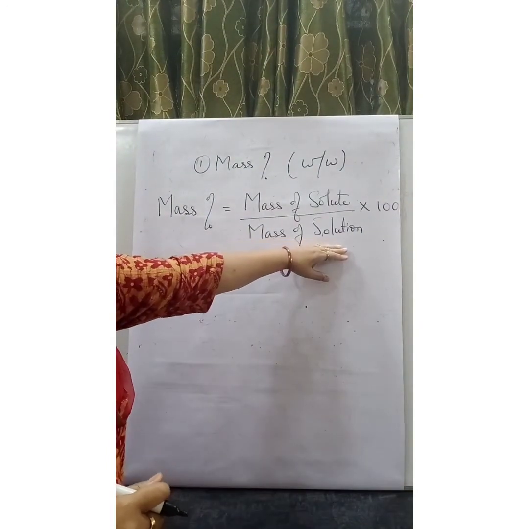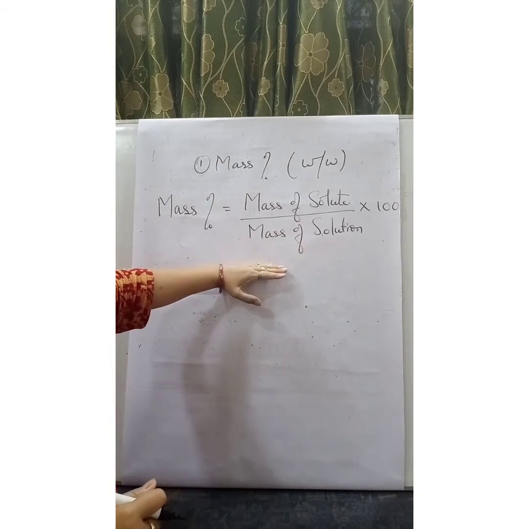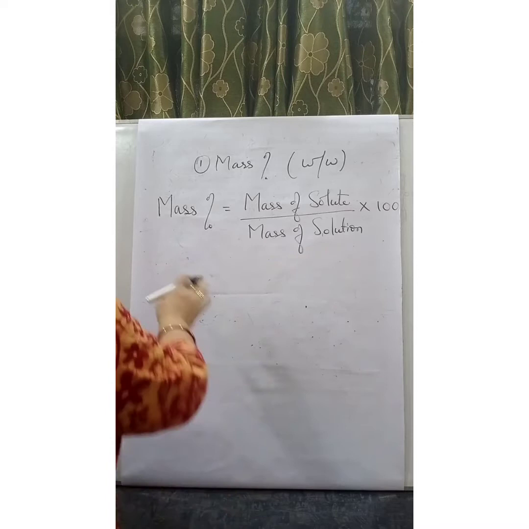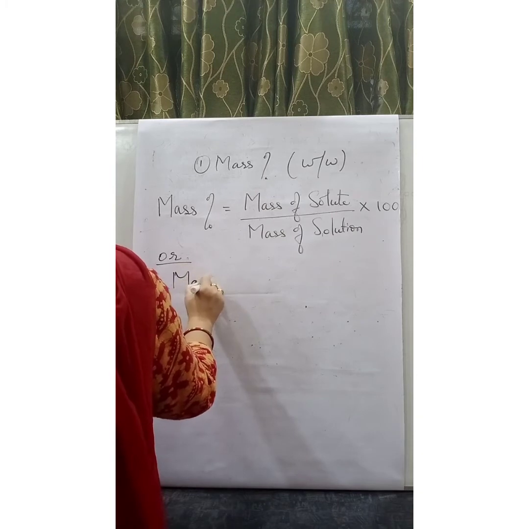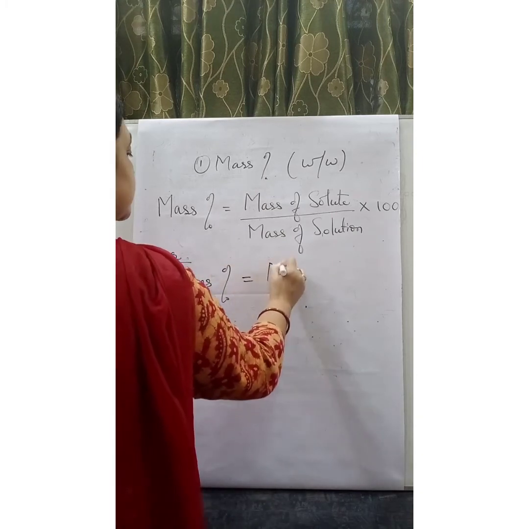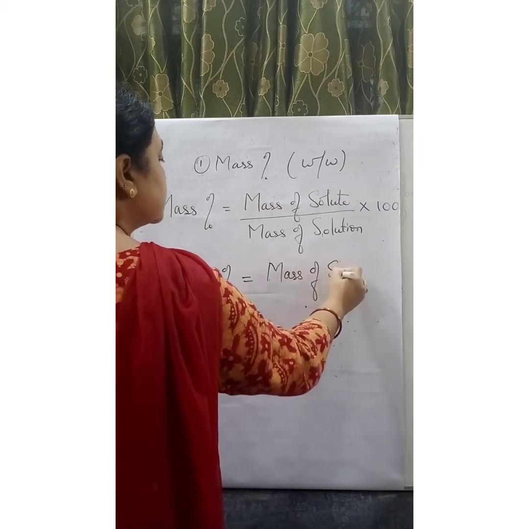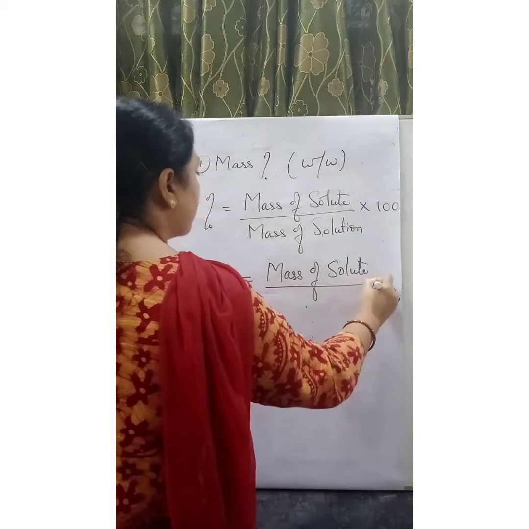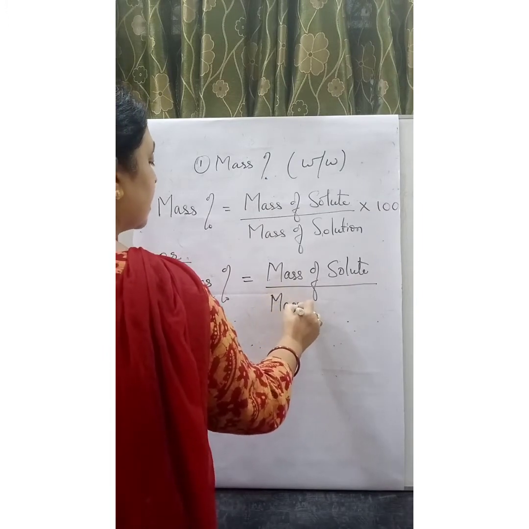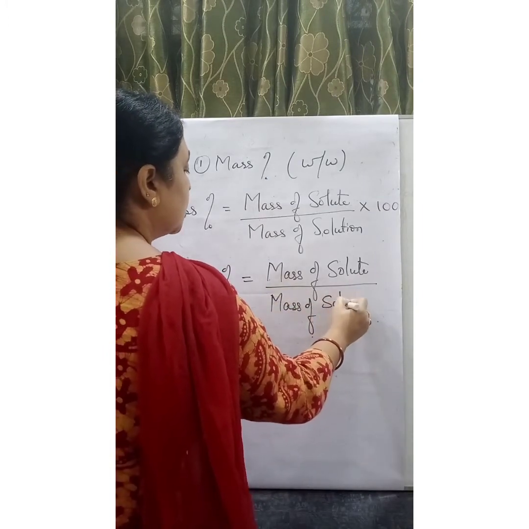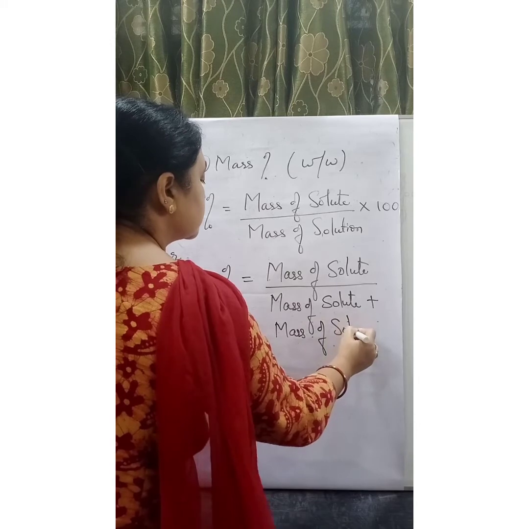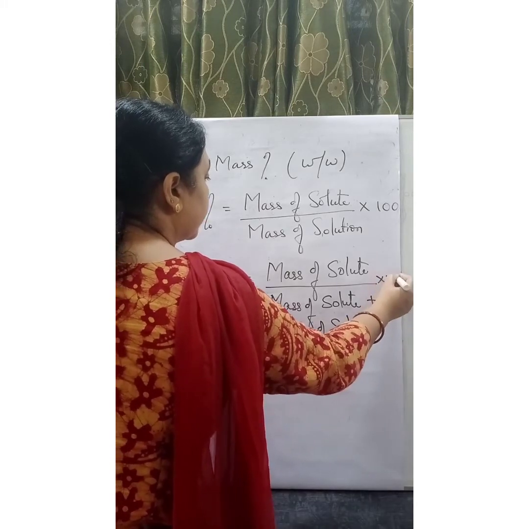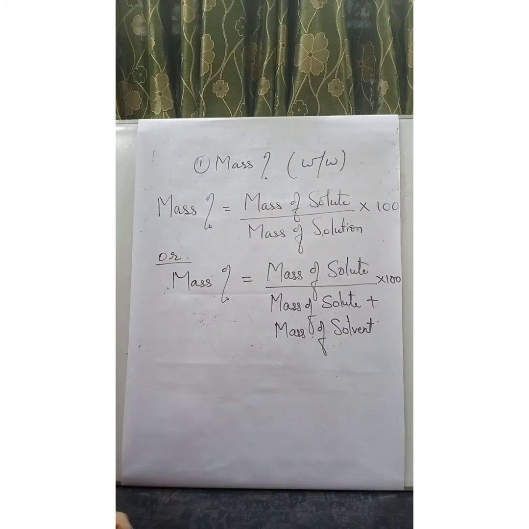As you already know, mass of solution is the sum of mass of solute plus mass of solvent. So the above formula can also be written as mass percentage is equal to mass of solute upon mass of solute plus mass of solvent into 100. So this is the formula for expressing concentration in terms of mass percentage.